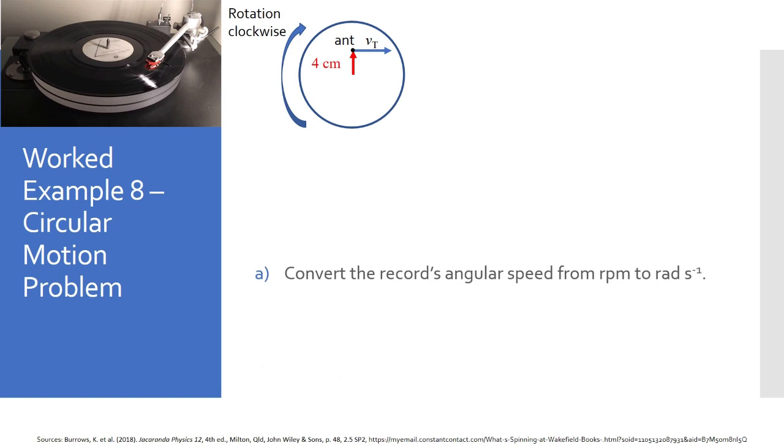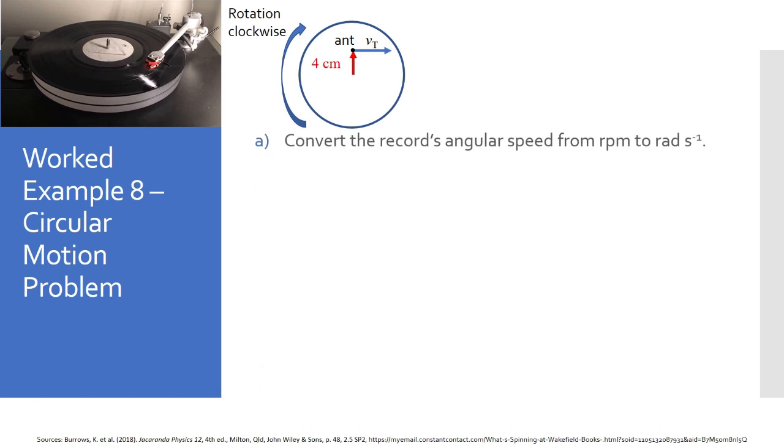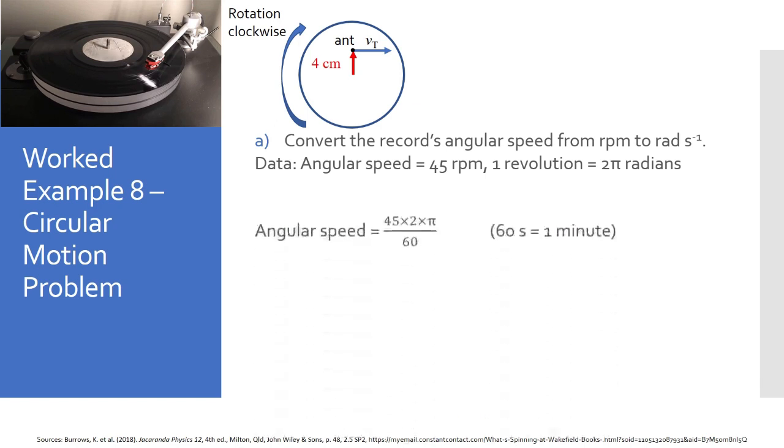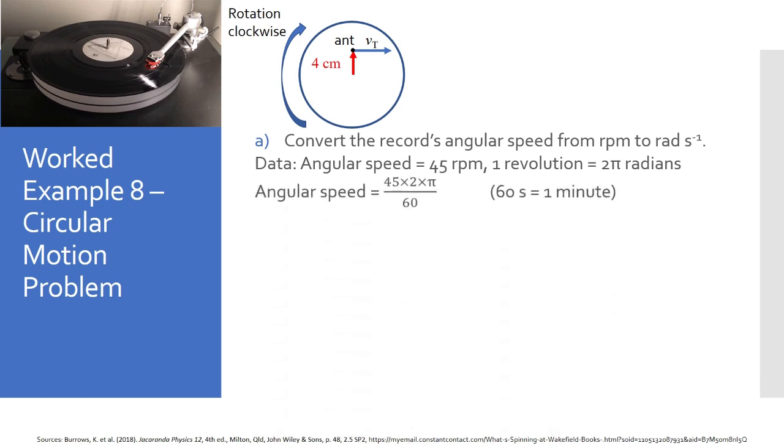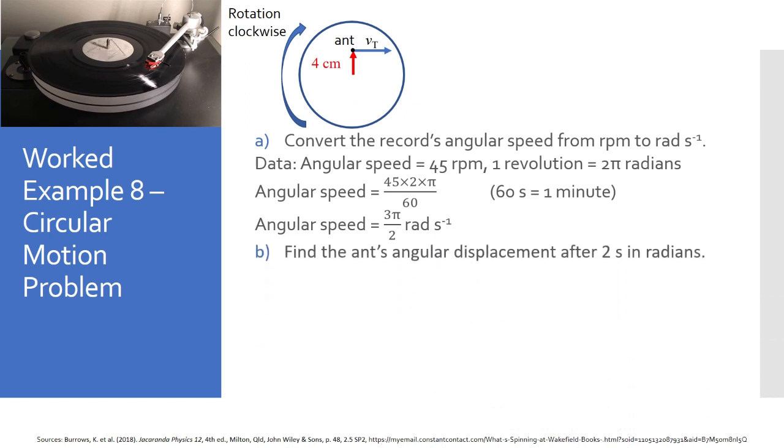So the first part, A, is to convert the record's angular speed from revolutions per minute to radians per second. So here's the data. The angular speed is 45 RPM and 1 revolution is 2 pi radians. And here's a formula that will calculate the angular speed. We simply take the 45, times it by 2 pi, and divide by 60 because there are 60 seconds in 1 minute, to give us an angular speed of 3 pi on 2 radians per second. Happy to leave it like that and move on to part B.